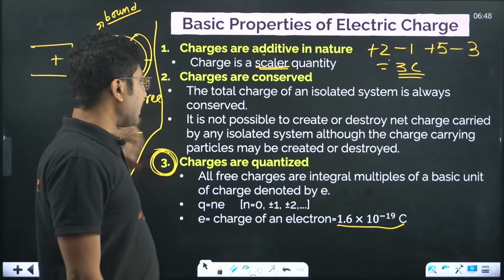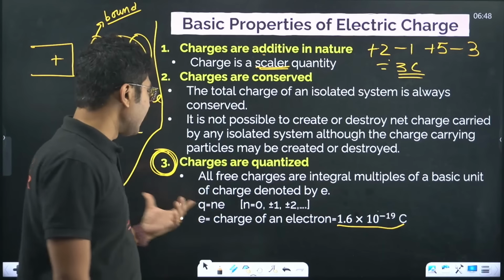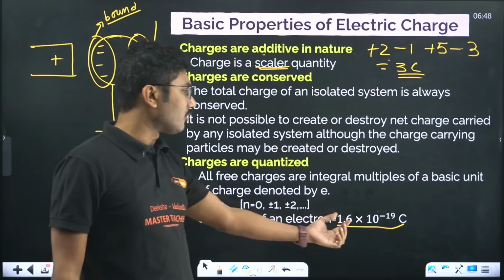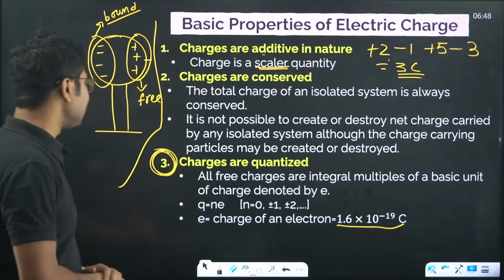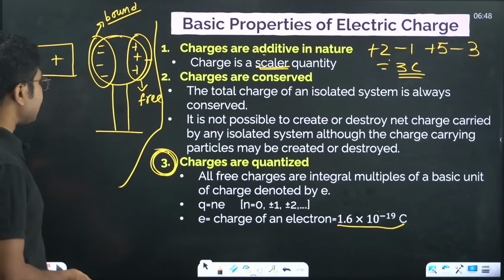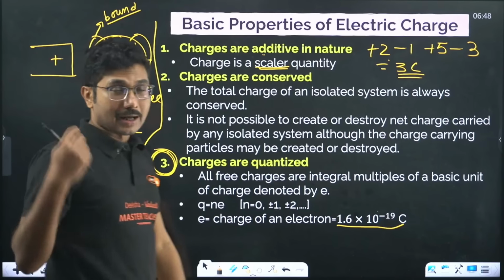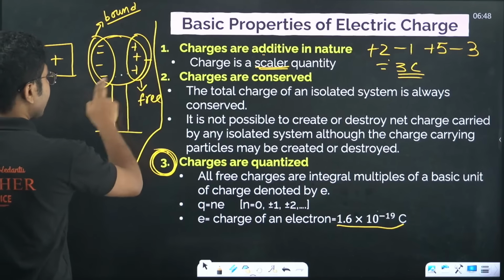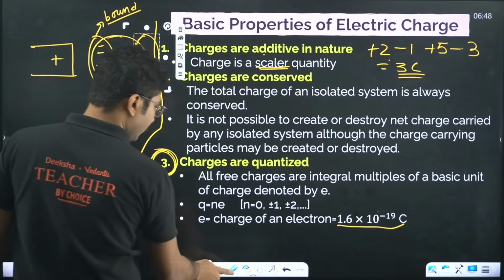Charges are quantized. Obviously we know that Q is equal to ne, and here e is the charge of 1.6 into 10 to the power of minus 19. Now if you are following my lectures, you know that there are questions based on charges being quantized and how to solve them as well. They are here.